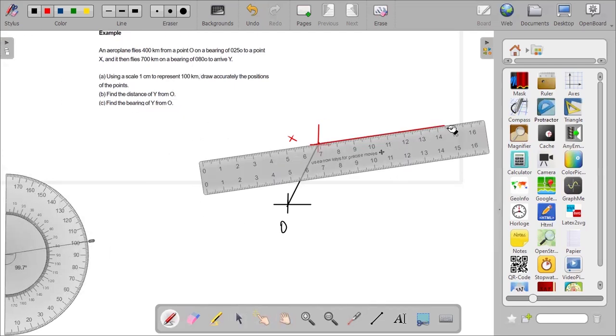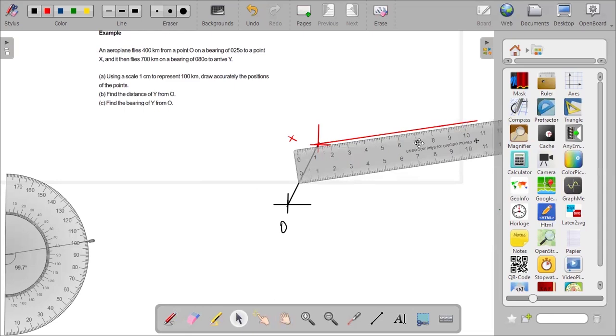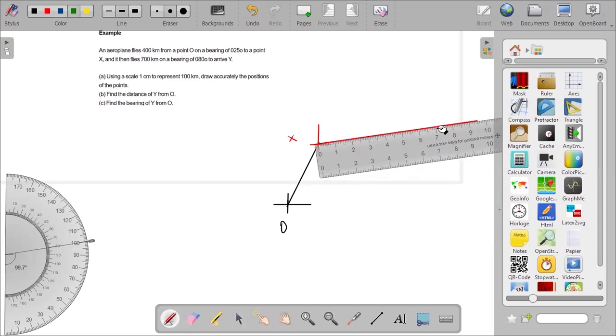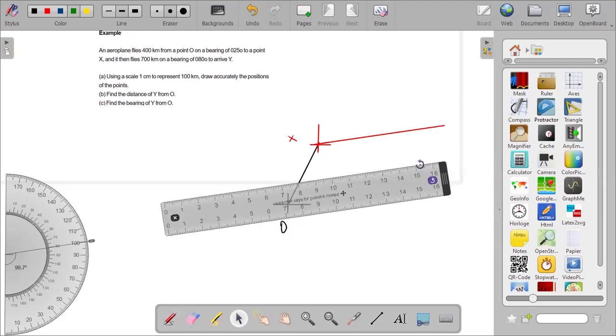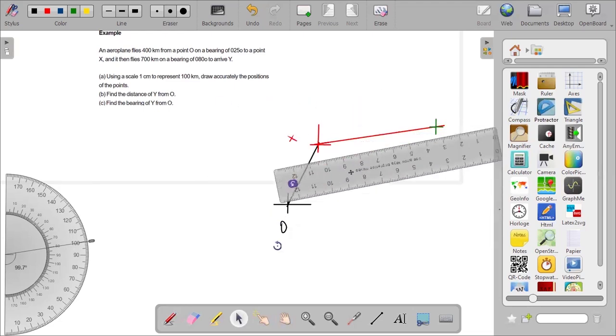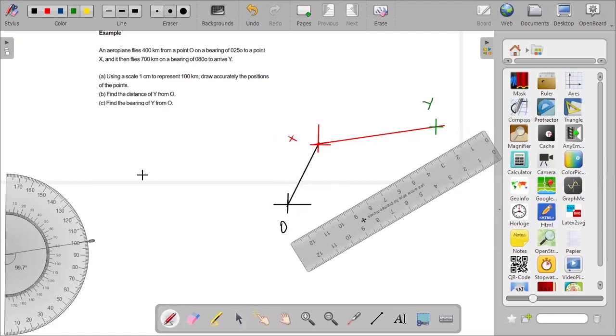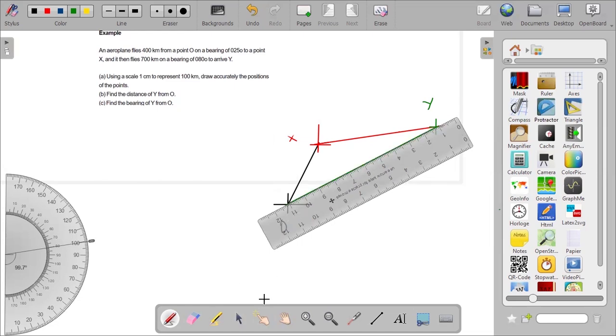Now from point X to point Y is 700 kilometers. Based on the scale, 1 centimeter is 100 kilometers. That means 700 kilometers is 7 centimeters. Let me extend this line a bit so we have up to 7. Now let's measure it. 7 centimeters ends right here. Again, we'll put a cardinal point there. So now that is point Y. Then we'll connect point Y to the starting point O. And there you have it.